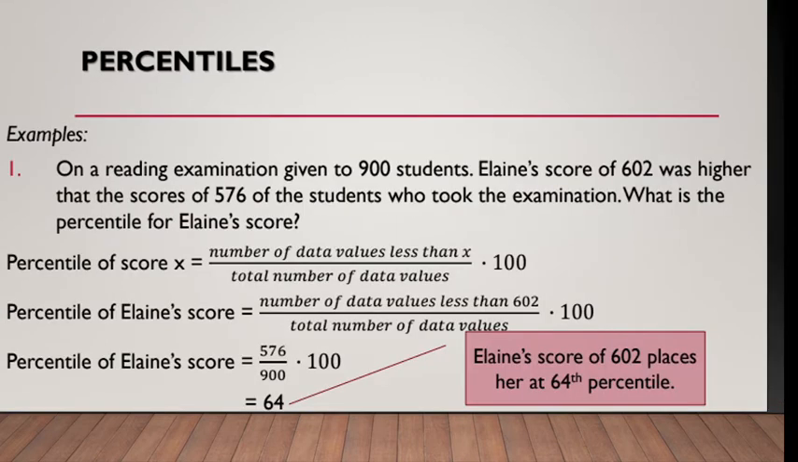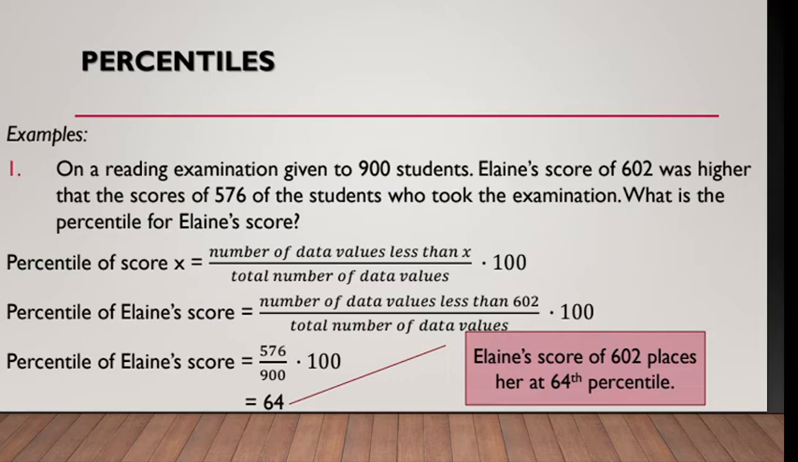So this is an example of finding the percentile rank. On a reading examination given to 900 students, Elaine's score of 602 was higher than the scores of 576 of the students who took the examination. What is the percentile for Elaine's score?